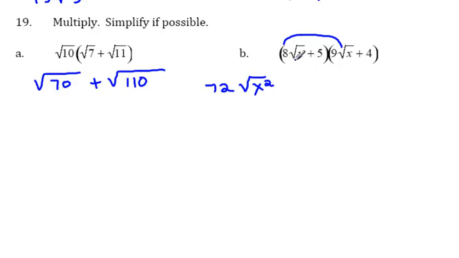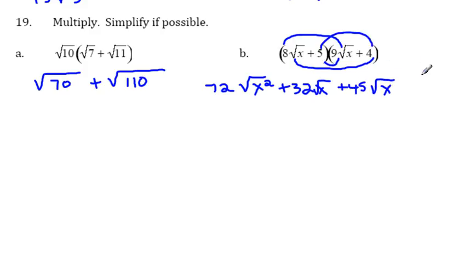Now I'm doing outer. 8 times the square root of x times 4. Multiply what's outside the radical. That's 32 times the square root of x. Whoops, forgot my radical sign there, didn't I? Now I'm doing my inside. 5 times 9 times the square root of x. 9 times 5 is 45 times the square root of x. And last, 5 times 4 is 20. And that gives me plus 20.